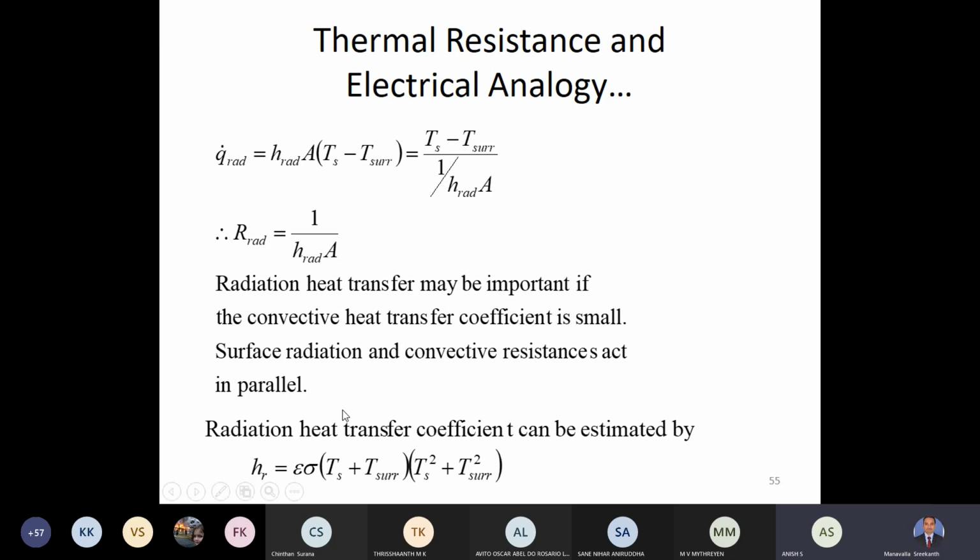Surface radiation and convective resistance act in parallel. So you will see what is parallel and what is series. We just saw what is series; you'll also see what is parallel. Surface radiation and the convective resistances don't act in series, but they act in parallel because they're happening together from the same surface. Okay.